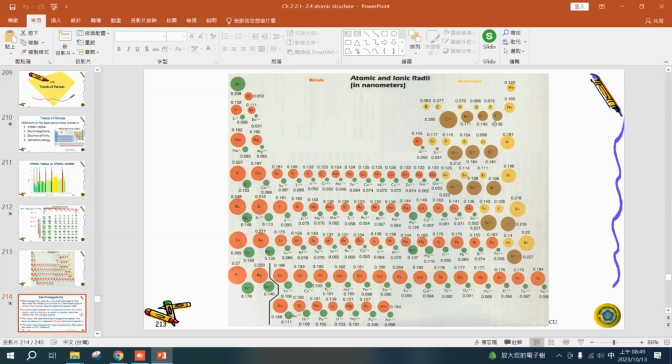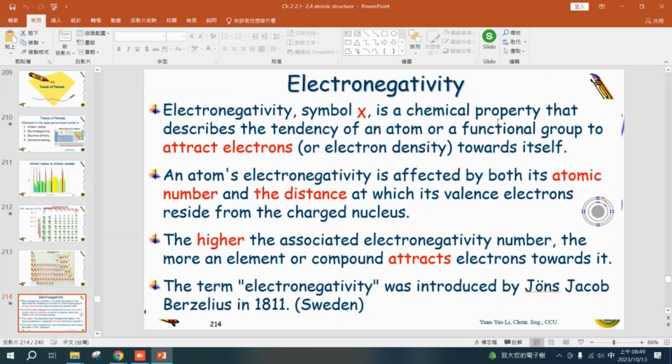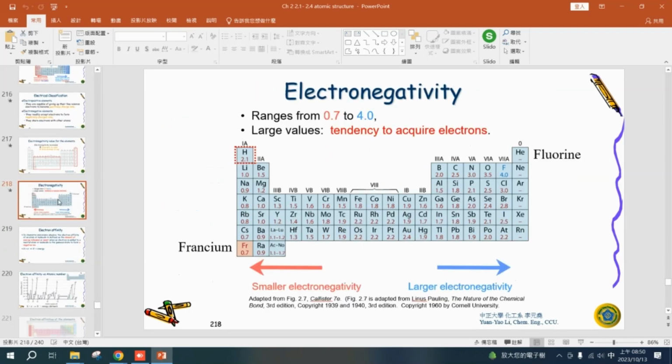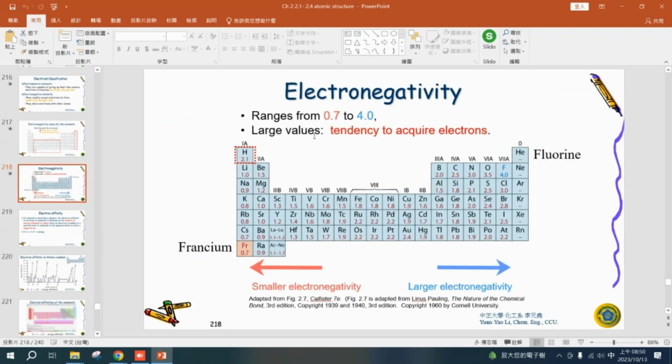The second one is also important. It's called electronegativity. The electronegativity range is from 0.7 to 4. Electronegativity tells us how much this atom likes electrons. As you know, fluorine is the one which likes the electron most. And then francium is the one which doesn't like electrons, because what?